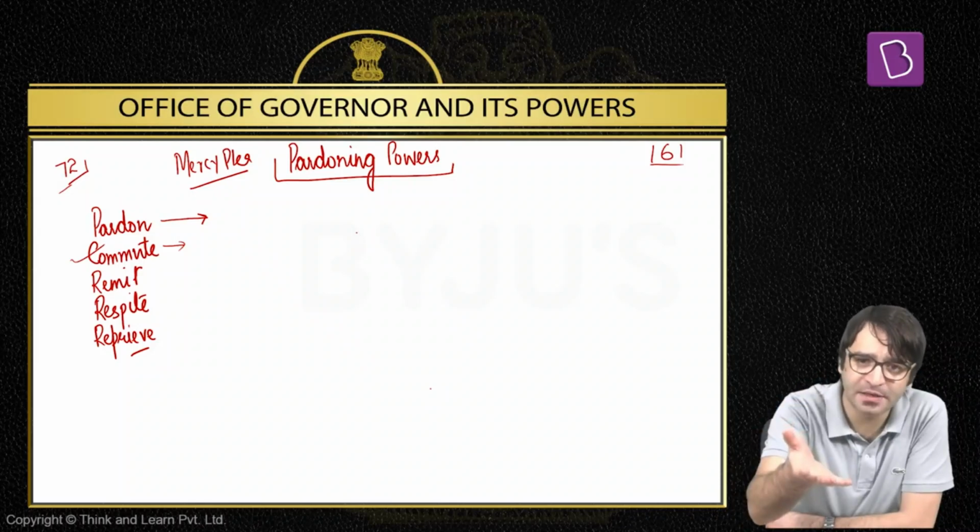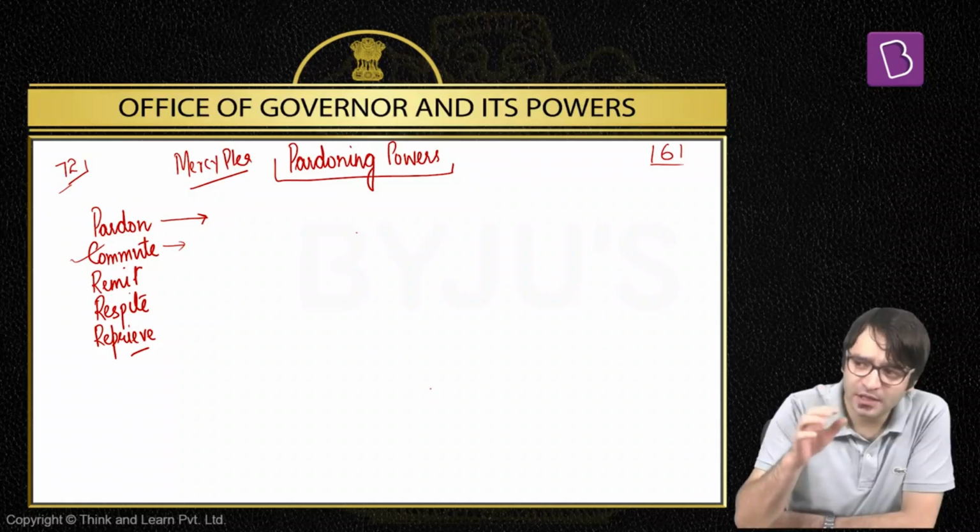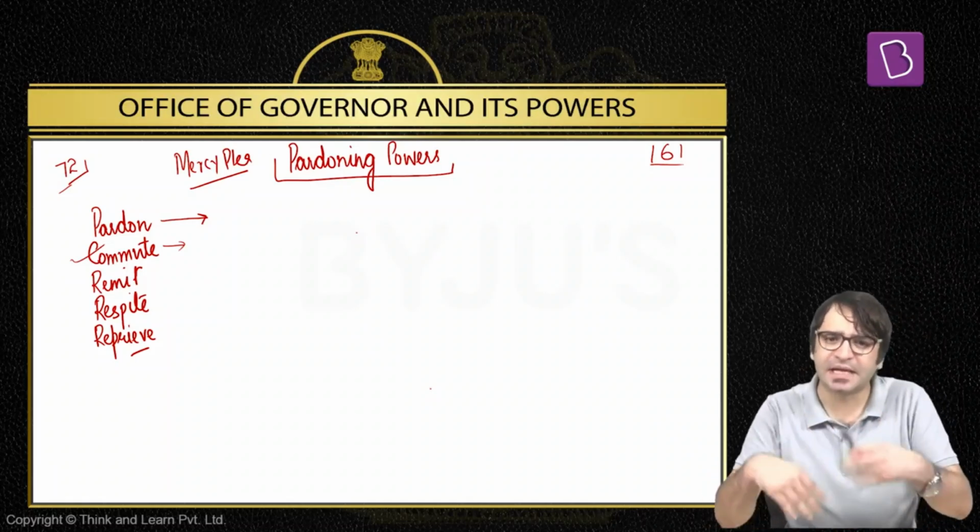I was sentenced to life imprisonment, simple life imprisonment. I approached the president, filed a mercy petition. He commuted my simple life imprisonment to 10 years. I was sentenced to 5 years in jail. President commuted the sentence to fine. That means this is the power that is available to the president.